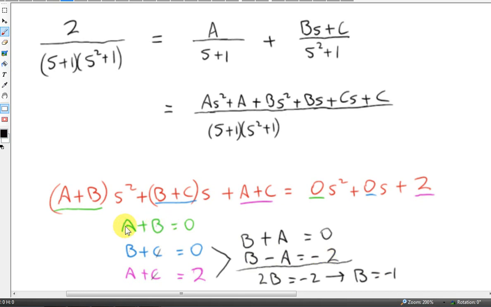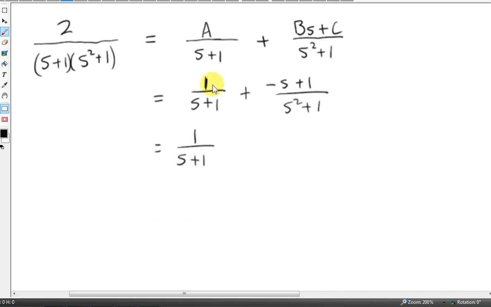Now if b is minus 1, a must be plus 1 to give 0 here. And if a equals 1, we see that c must equal 1 to give 1 plus 1 equals 2. Okay, so we fill in for a is 1, b is minus 1, c is 1. Let's look at this fraction here. I'll write this as minus s over s squared plus 1 plus 1 over s squared plus 1.